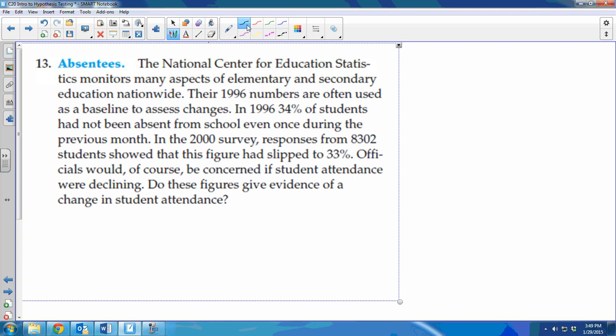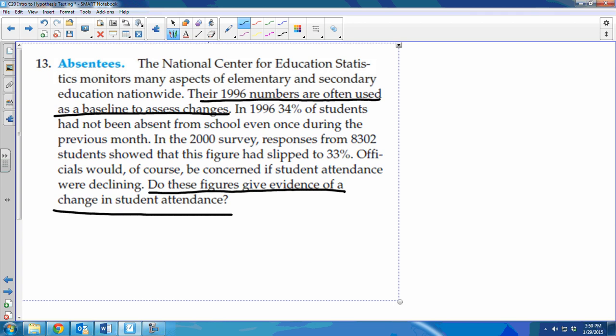The National Center for Education Statistics monitors many aspects of elementary and secondary education nationwide. Their 1996 numbers are often used as a baseline to assess changes. That's probably an important piece of information. In 1996, 34% of students had not been absent from school even once during the previous month. In the 2000 survey, responses from 8,302 students showed that this figure had slipped to 33%. Officials would, of course, be concerned if student attendance were declining. Then the question states, do these figures give evidence of a change in student attendance?